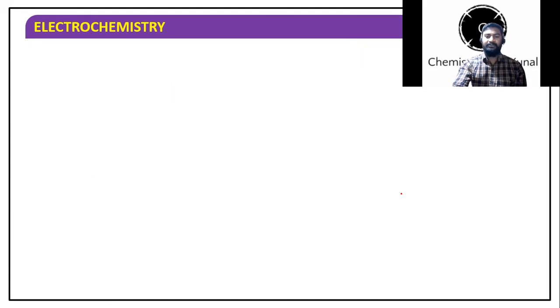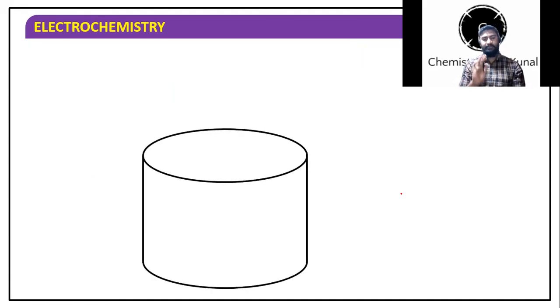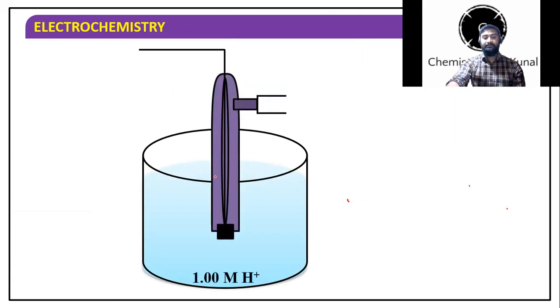Now, how does it look? It looks something like this. I took a container. In the container, we put acid. Now this is already filled with H plus ion. What's the molarity of H plus ion? 1 molar. Why? Because the cell is standard. Very good. What is this setup actually?